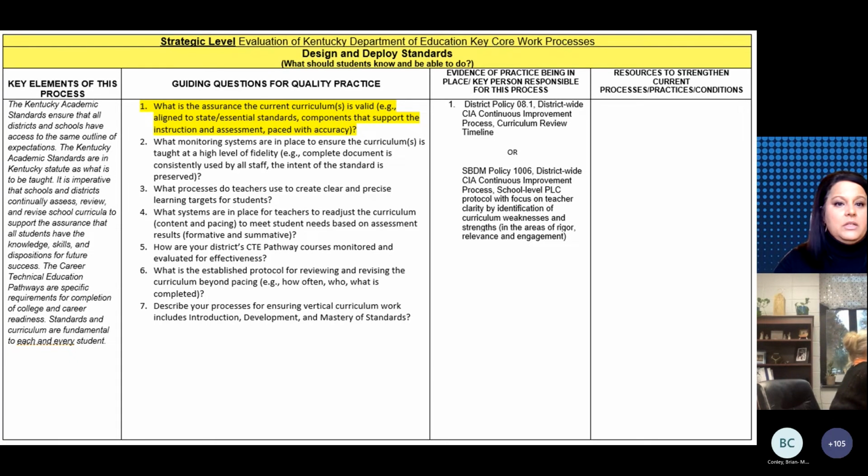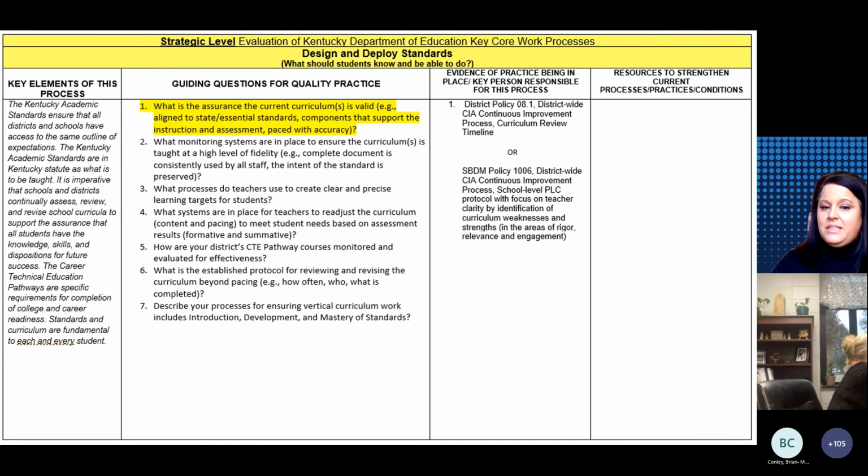We might not have looked at our pacing guides for a couple of years, and we know that those pacing guides that we have in place right now aren't as current or up to date as we know they should be. So in this case, that would be why this particular one is yellow, and that's just some examples. But remember, we said that if it is yellow, we have to ensure that we've got evidence to support that practice.